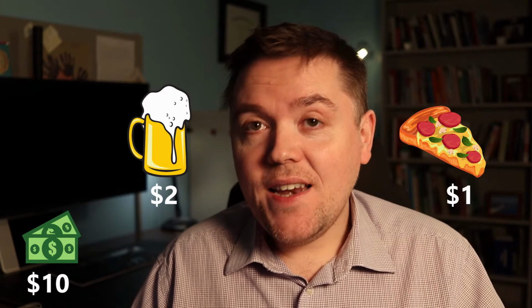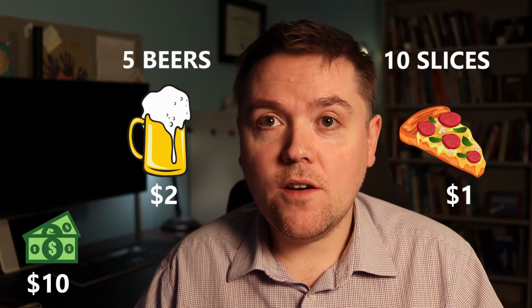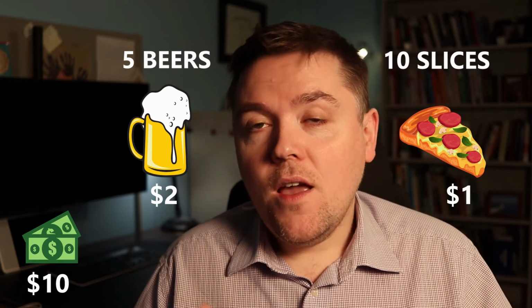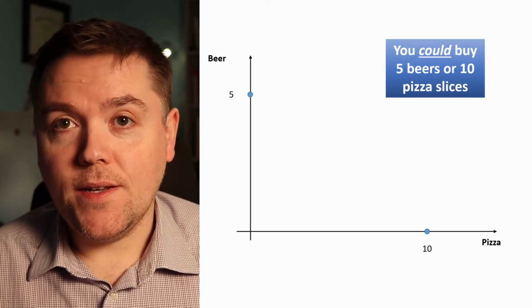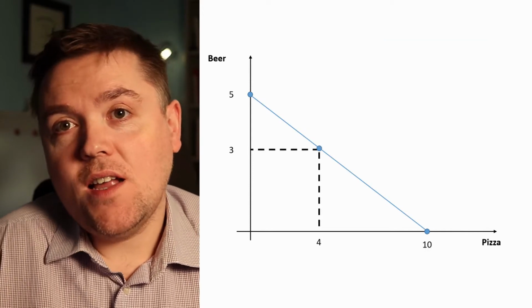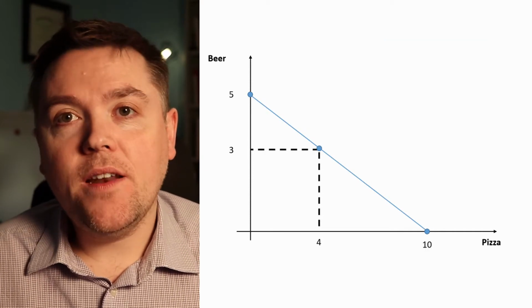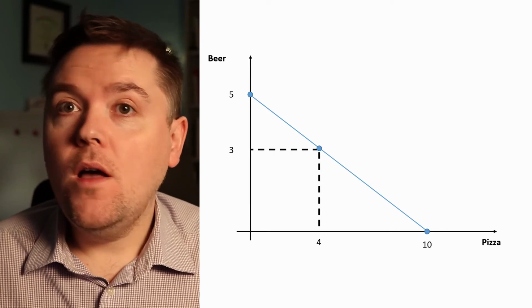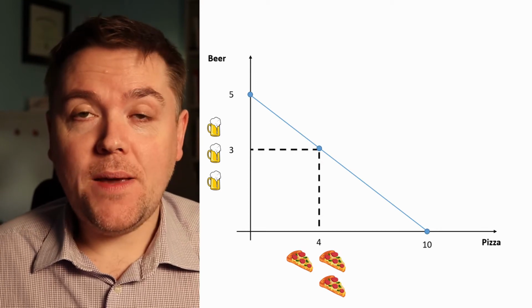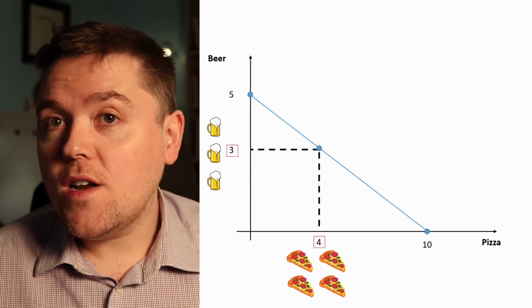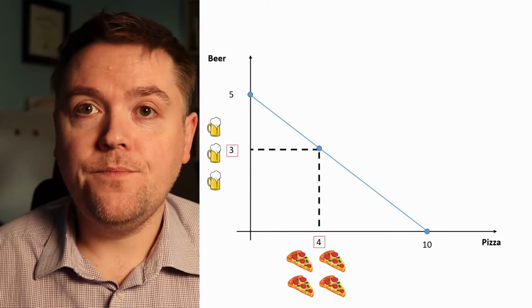That means that if you've got $10, you can buy 5 beers or 10 slices of pizza because a beer costs $2, so you can only afford 5 of them. A pizza slice costs $1, so you can afford 10 of them. You can see in the graph that I've marked in those points. You can join those points together and notice that any combination of goods that lies on that line is going to be an affordable bundle of goods. It's going to satisfy your budget constraint. For example, you could buy 3 beers and 4 slices of pizza. 3 beers cost $6 because they're $2 each. 4 slices of pizza is $4 for a total of $10.